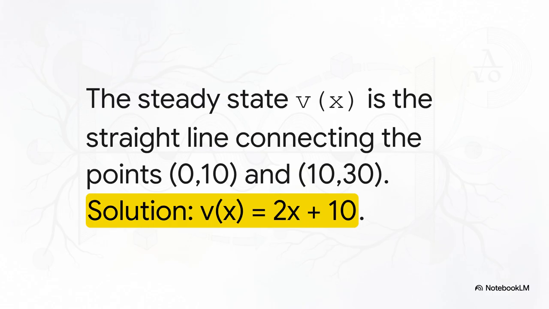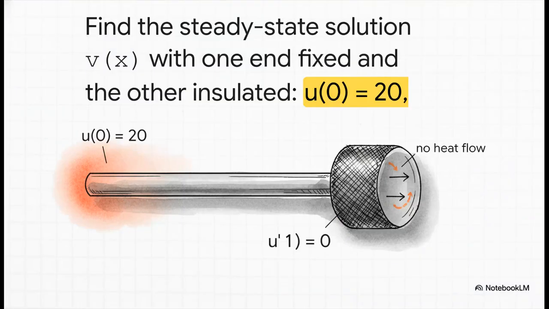It's just going to be a straight line connecting the two endpoints, right? So we just need to find the equation of the line that passes through the points (0, 10) and (10, 30). That's just basic algebra. And it gives us our steady state solution. v of x is 2x plus 10. Part 1, done.